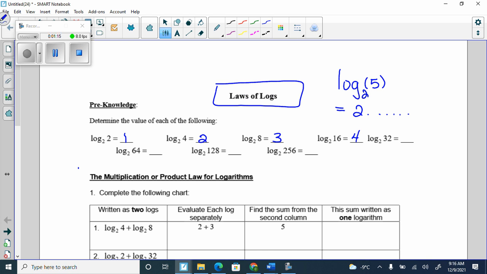Okay, 2 to the what power is 16? 4. 2 to the what power is 32? 5. 2 to the what power is 64? 2 to the what power is 128? I think you've caught the pattern.